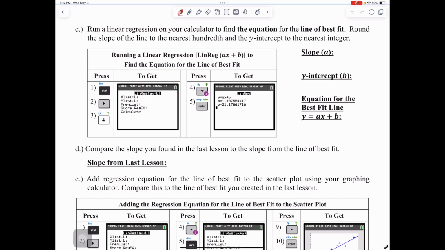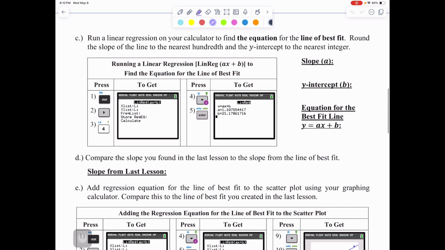So now we're to the point where we have the data, and if you think about what we did yesterday, we then drew the line of best fit by trying to put it in the middle the best we could. So the step equivalent to doing that on your calculator is running what's called a linear regression. So you're going to run a linear regression on your calculator. That's going to give you the equation for the line of best fit.